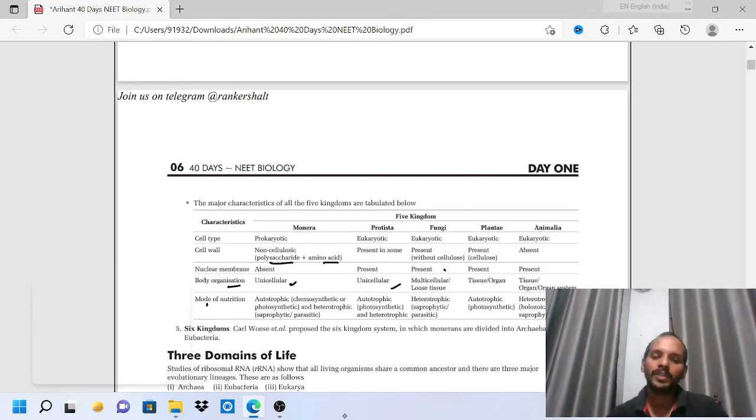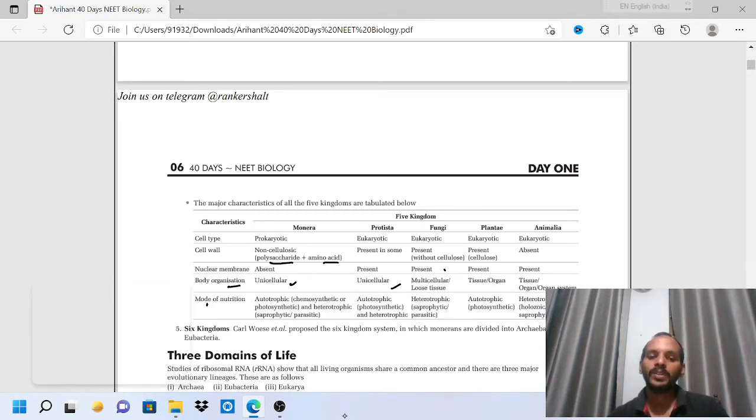Monera is autotrophic. They prepare their food with the help of light or chemicals. Suppose they prepare the food with the help of chemicals, it is known as chemosynthetic. Or suppose they prepare food by light, it is photosynthetic. It is also heterotrophic, saprophytic and parasitic. Heterotrophic means they take their food from other organisms or other animals. So it's heterotrophic also, and some saprophytic and parasitic.